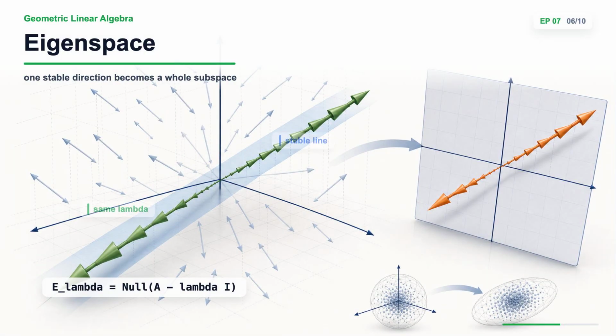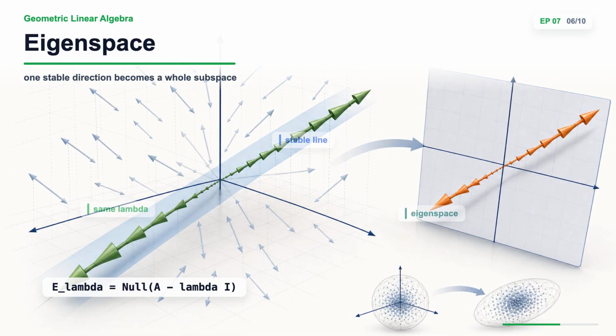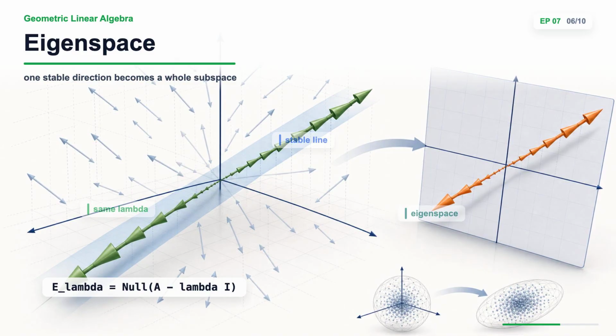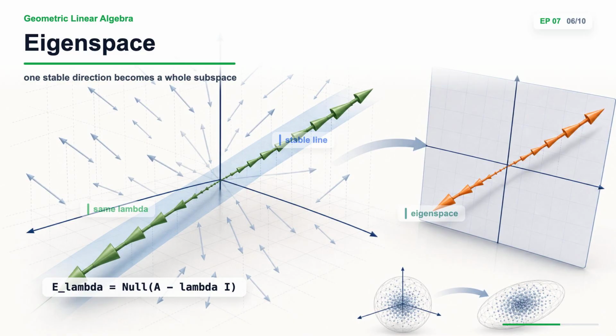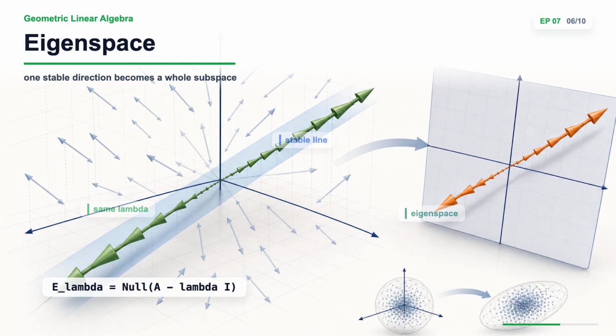If one vector is an eigenvector, every non-zero multiple of it points along the same stable line. Those multiples share the same eigenvalue. Together, they form an eigenspace. In 2 dimensions, an eigenspace is often a line through the origin. In 3 dimensions, it can be a line or a plane. The eigenspace turns one special arrow into a whole geometric set of stable directions.